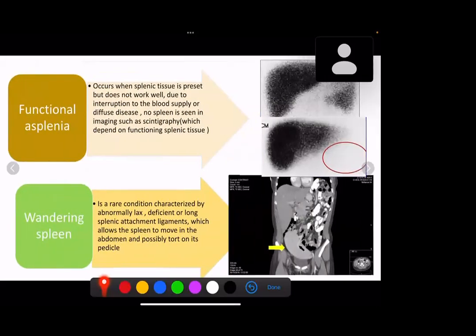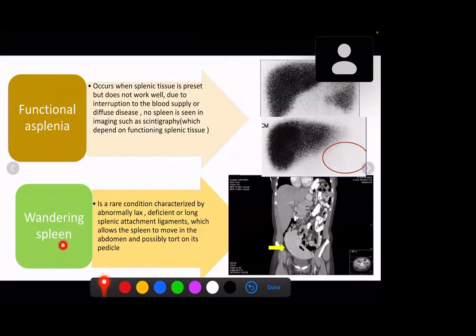Functional asplenia, as we said, occurs when splenic tissue is present but not functioning, because of interruption of its blood supply, as in autosplenectomy in sickle cell anemia or diffuse diseases. And no spleen is seen by imaging studies like scintigraphy, which depend on functioning splenic tissue. As we can see here, there is an anatomical spleen, but it is not functioning, so it does not take up the sulfur colloid scintigraphy.